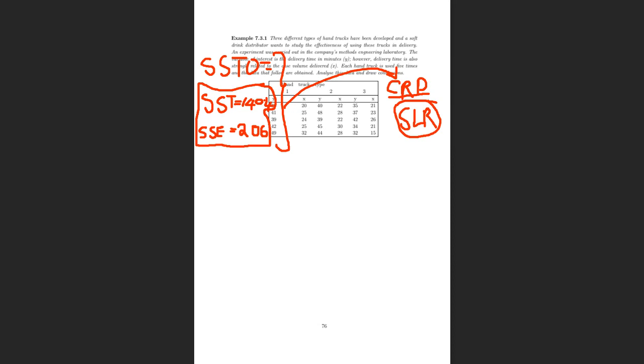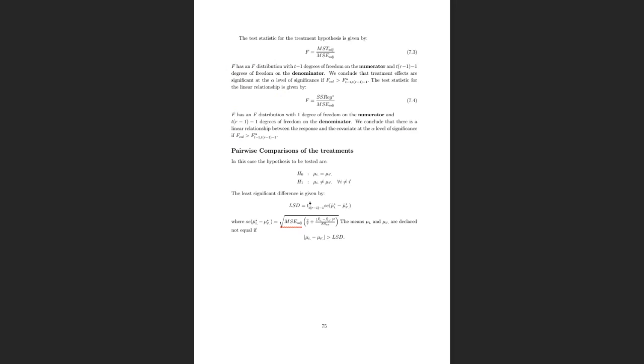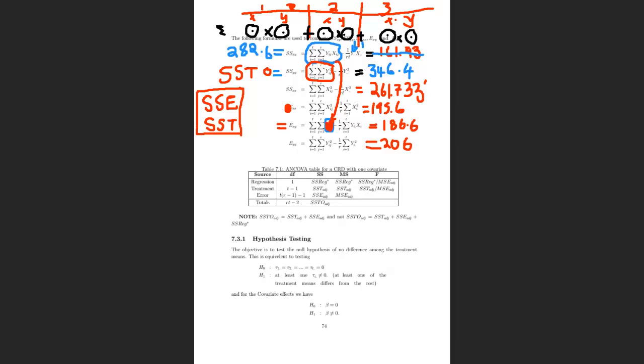So let's move to this simple linear regression part. What you'll need is, let me show you.